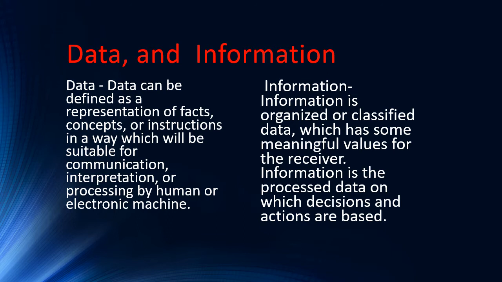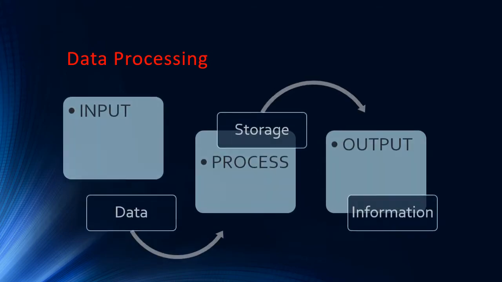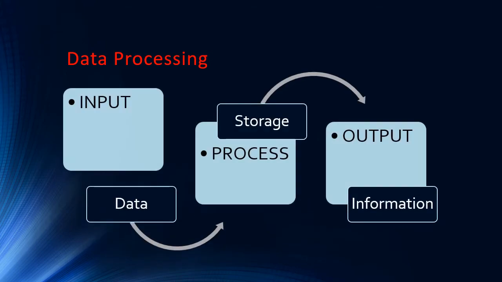Now, how do we get from data to information? We cannot just jump from data to information. We have been mentioning process. Let us now look at what processing is. Data processing is the collection and manipulation of items of data to produce meaningful information. From what we can see, we have input. The input is what? It is our data. Then it goes to process.